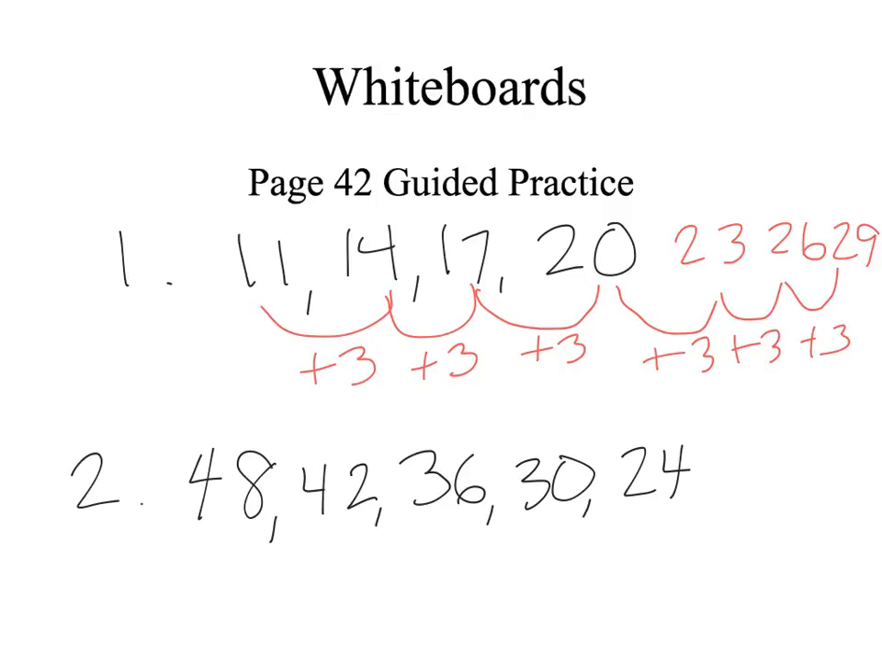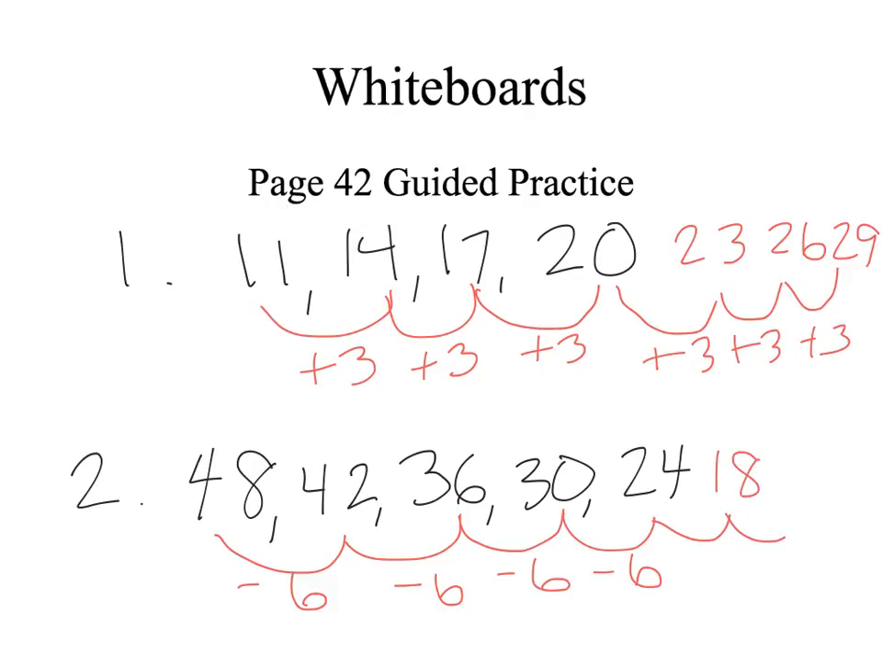So from 48 to 42, that would mean we subtracted 6. From 42 to 36, again we subtracted 6. From 36 to 30, we subtracted 6. And from 30 to 24, we subtracted 6. So since we subtracted 6 each time, we're going to use that to continue the pattern, which would lead us from 24 to 18. From 18, if we subtracted 6, it would be 12. And from 12, if we subtracted 6, it would be 6. So then the rule would be minus 6.